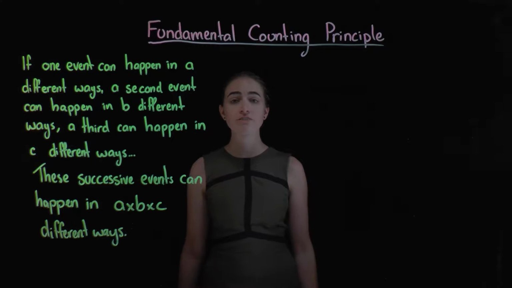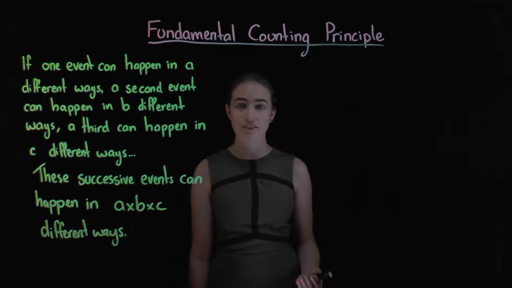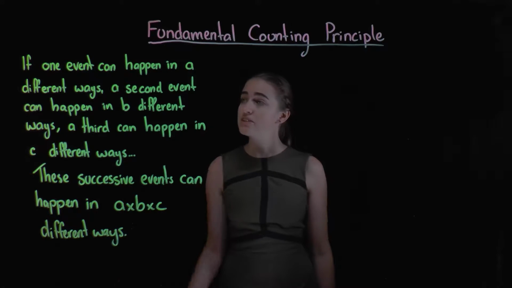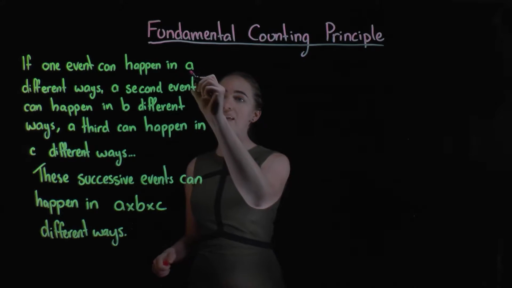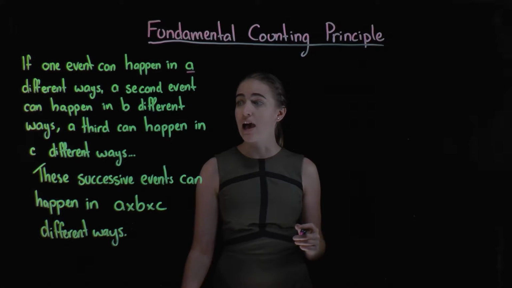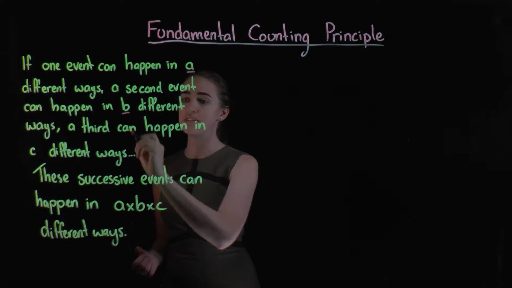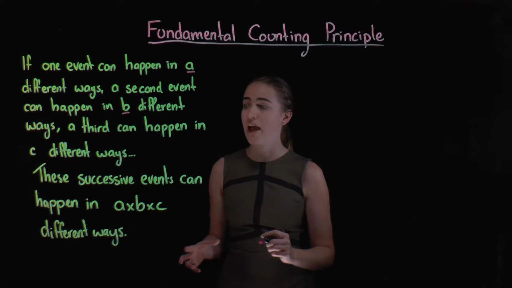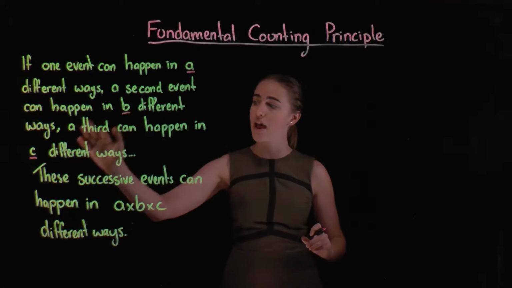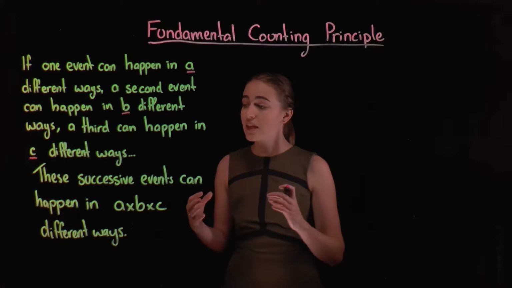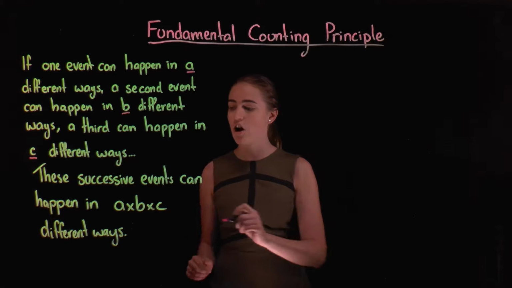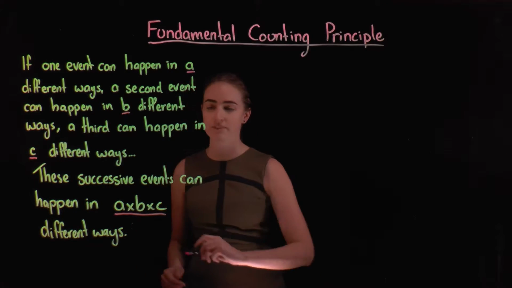In this video, I want to have a look at something called the fundamental counting principle. So what the fundamental counting principle says is this. It says if one event can happen in A different ways, so A is just a number, if a second event can happen in B different ways, and a third event can happen in C different ways, so we've got numbers for A, B, and C, then these successive events can happen in A times B times C different ways.